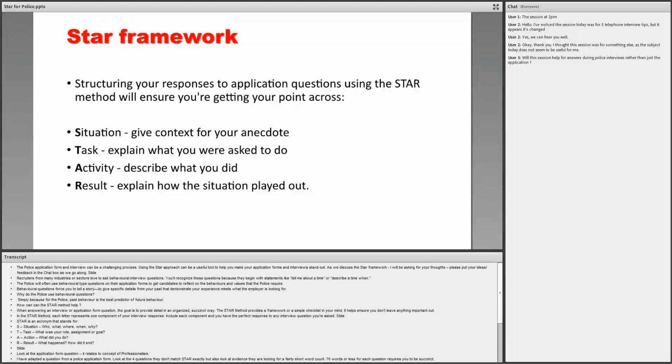A stands for action. What did you have to do? What were you trying to do? Who were you working with? And then R stands for the result. What happens? And this is the bit that obviously sometimes students miss out on. It's very important if you're giving an example that you give a clear result.